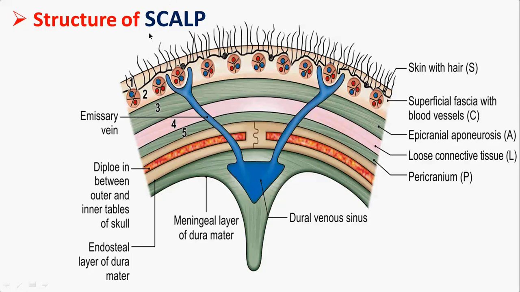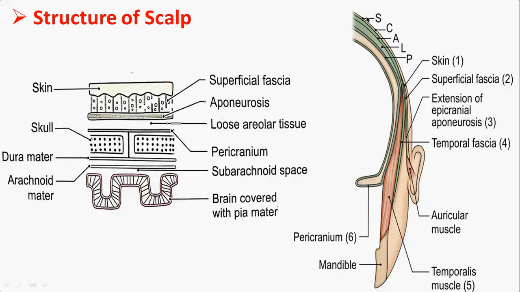What are the layers of the scalp? You have to remember the structure of the scalp as SCALP. S means the skin with hair, C is the connective tissue, or you can say superficial fascia with blood vessels, A for the epicranial aponeurosis, L for the loose connective tissue, and P for the pericranium. You can draw this figure. According to the letters you can remember it. So it has 5 layers: S, C, A, L, and P.